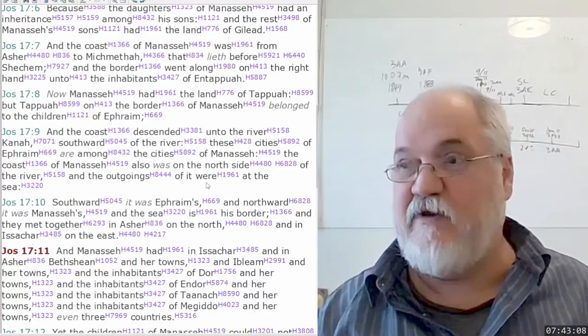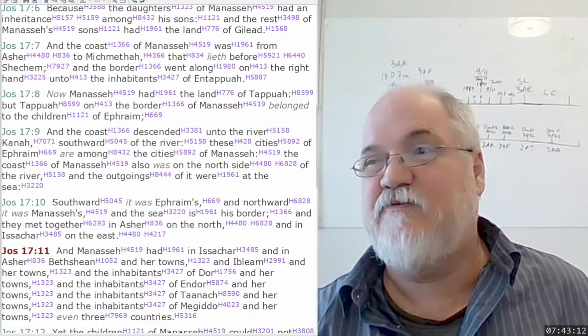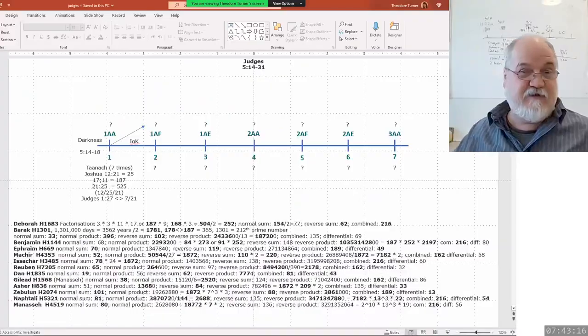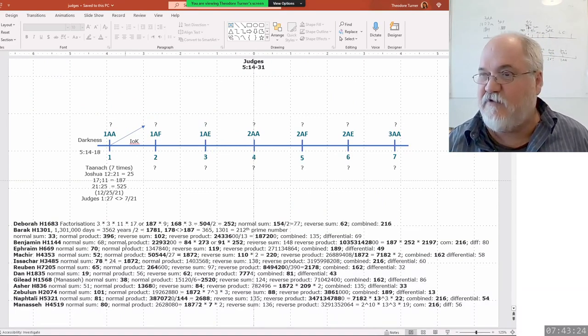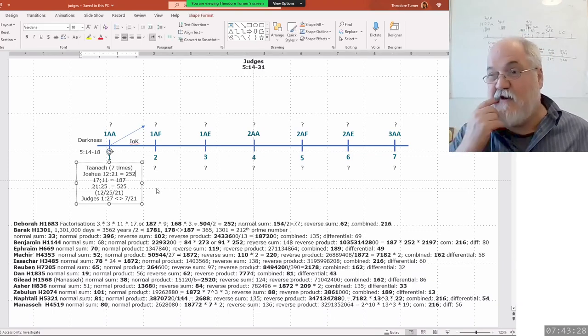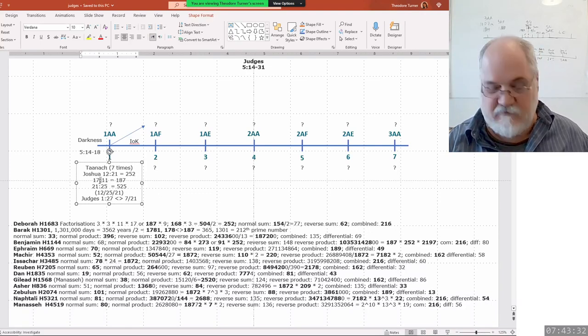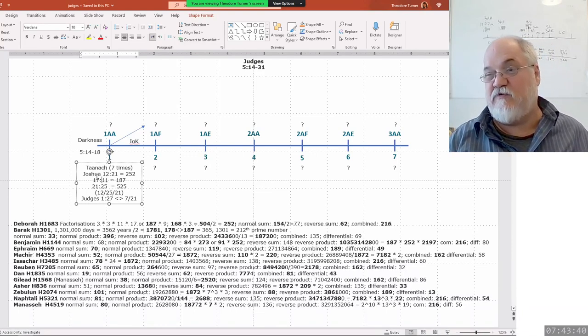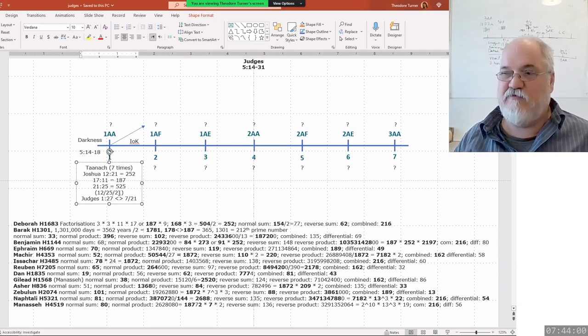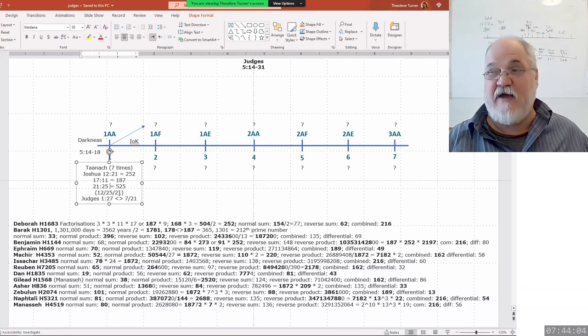But the numbers here that we have, I'll show you this again. When we look at what I drew here, Taanach occurs seven times. It occurs in Joshua 12:21. 12 times 21 is 252, not 25. Then it occurs in Joshua 17:11. 17 times 11 is 187. And it occurs in Joshua 21:25, which equals 525. And of course, you can take these numbers and put them into December 25th, 2021. And Judges 1:27 gives you July 21st. So we're saying that that's where the battle is.